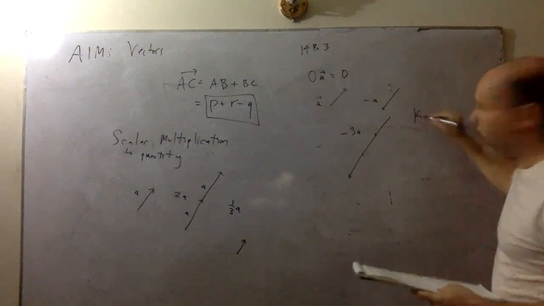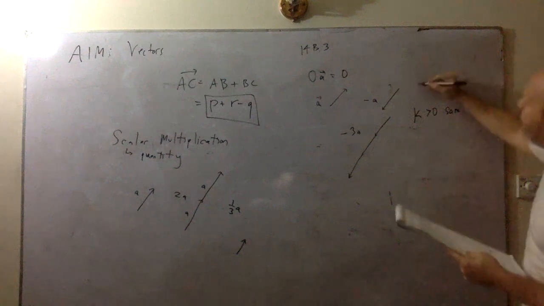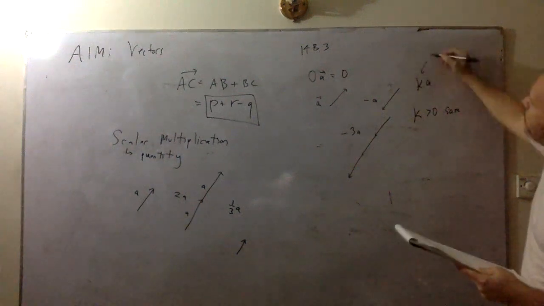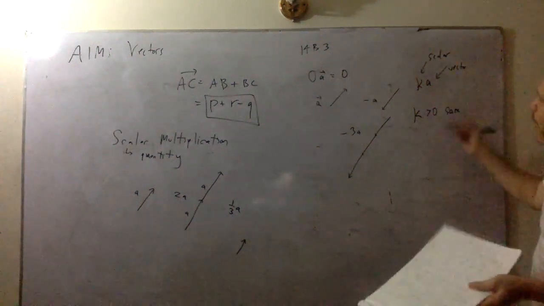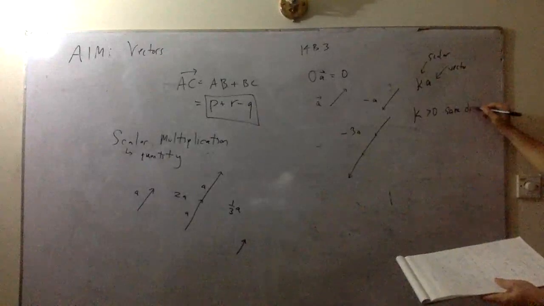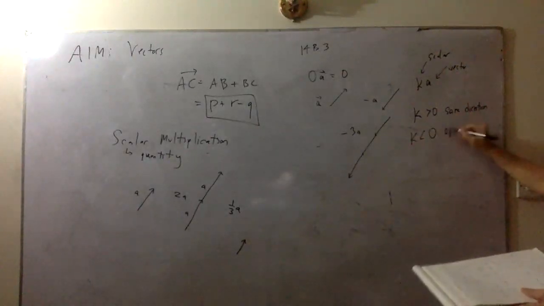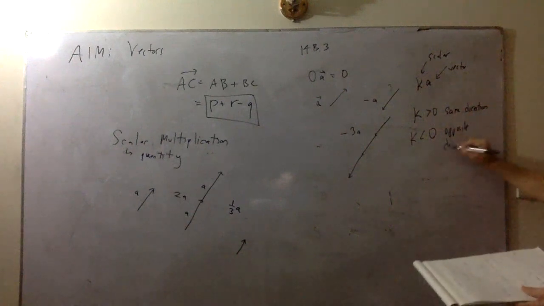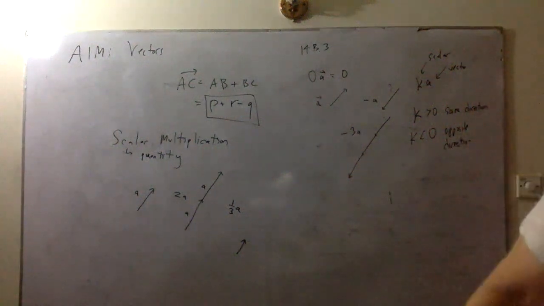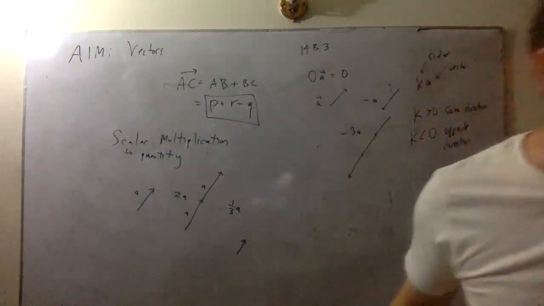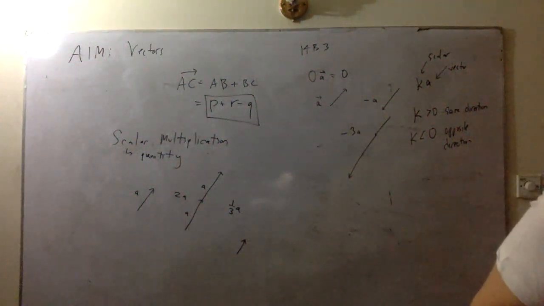So we have KA, where K is a scalar and A is the vector. If K is greater than 0, it's the same direction. And if K is less than 0, it's the opposite direction. Yeah, practice these problems. Exercise 14B4. Just go through these exercises. I like number 5.